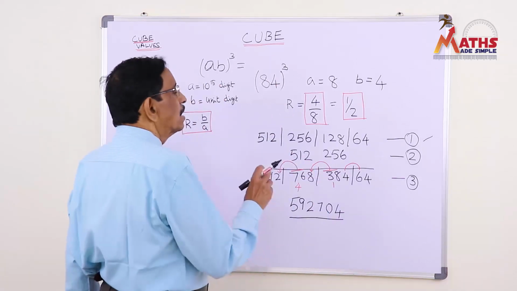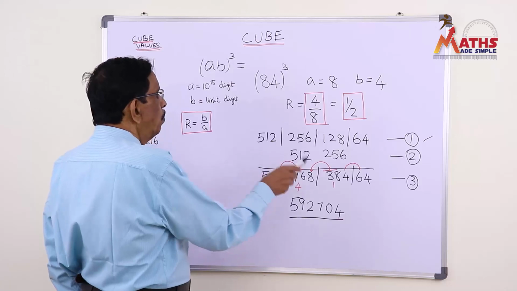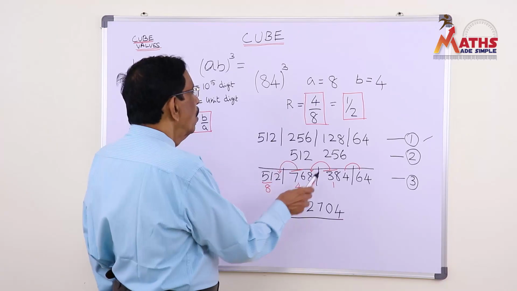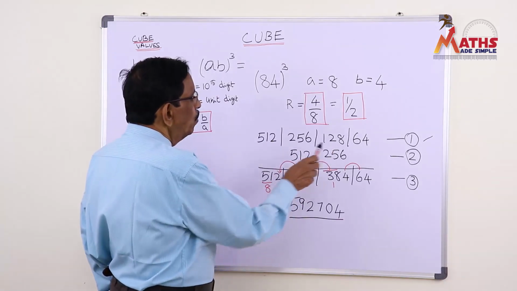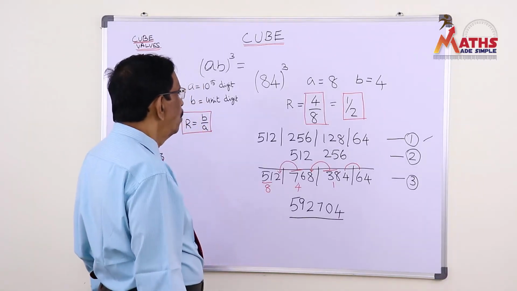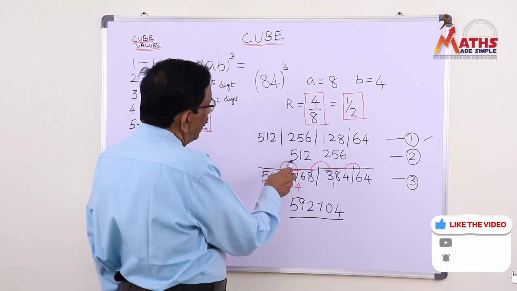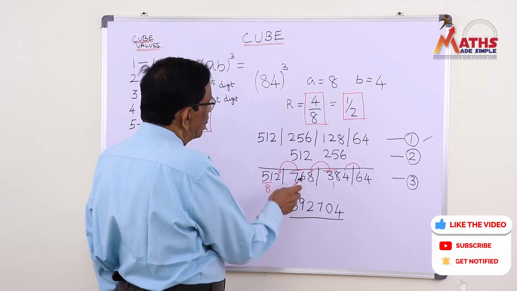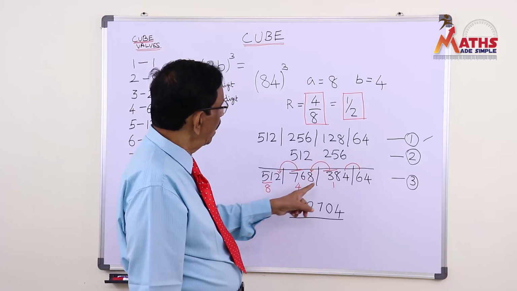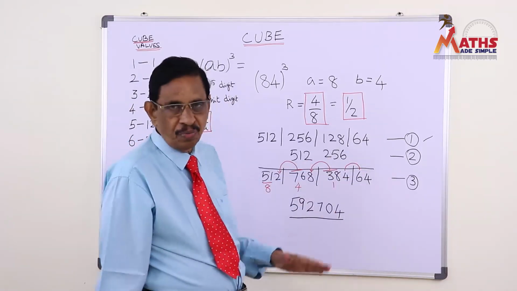The moment it is correct, the intermediate digits you double and put below. For 256, double the value is 512. For 128, double the value is 256. So this becomes line number 2. Adding line 1 and 2, the first digit is 512. Second digit, when I add these two numbers, I will get 768. The third digit, adding these two numbers, I will get 384. The fourth digit is 64.